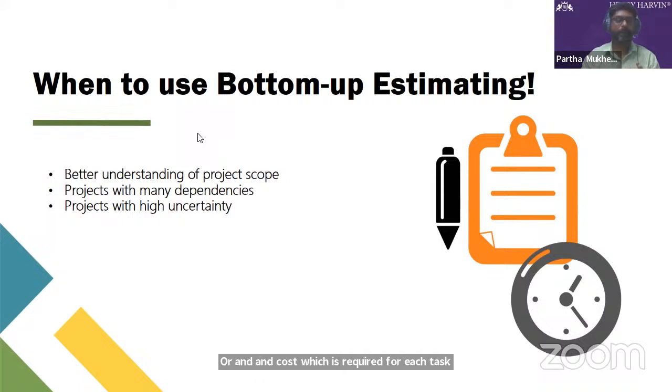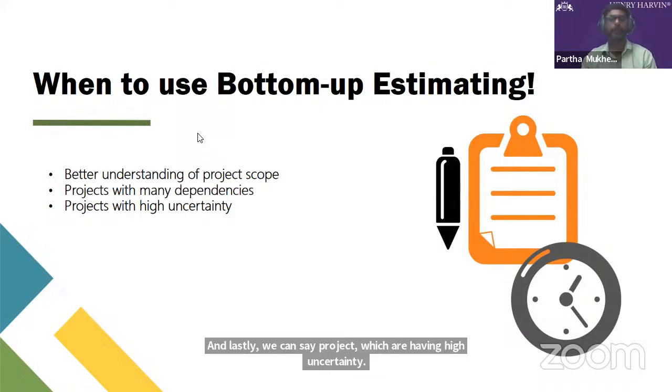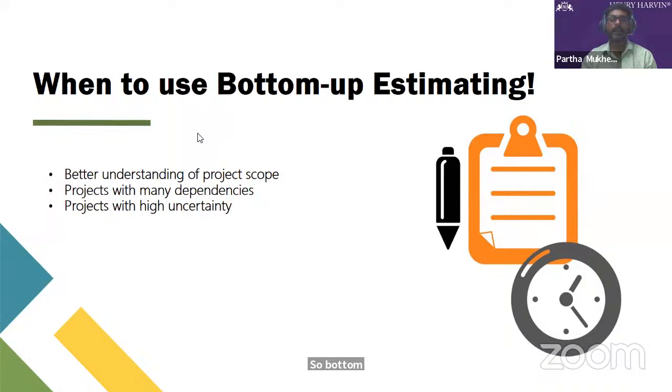Okay. And lastly, we can say projects which are having high uncertainty. Bottom up estimation is very much suitable for the projects which have high uncertainty, as it provides a more detailed and accurate estimate of the effort and cost which is required.